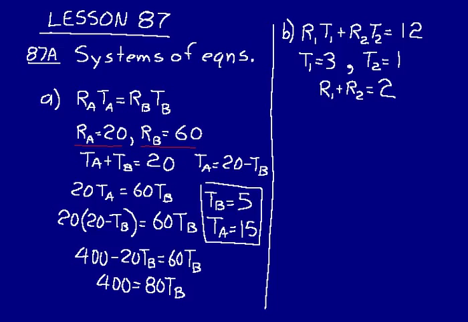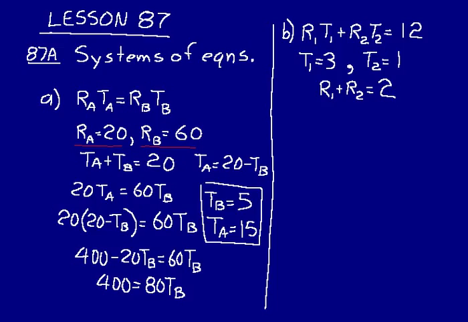Let's do another one. Look at the system of equations first, and you can see there that we have R1 times T1 plus R2 T2 equals 12. T1 is 3, so that's a given value. T2 equals 1, there's another given value. R1 plus R2 equals 2. So we don't know what R1 and R2 are. We're going to be solving for those.